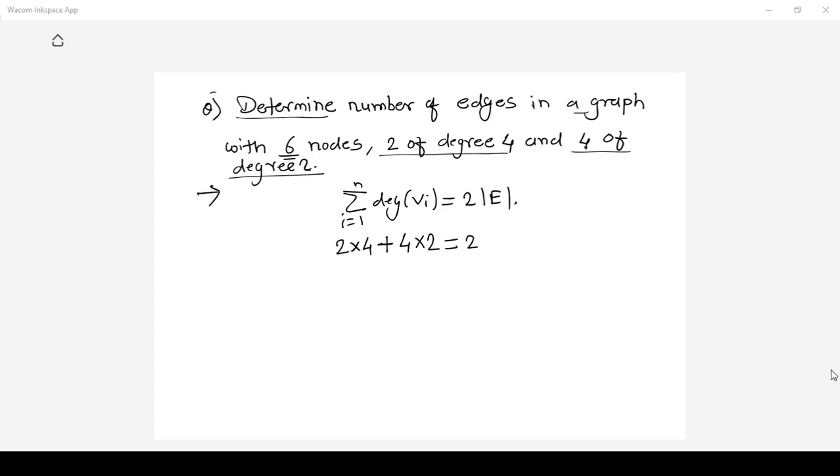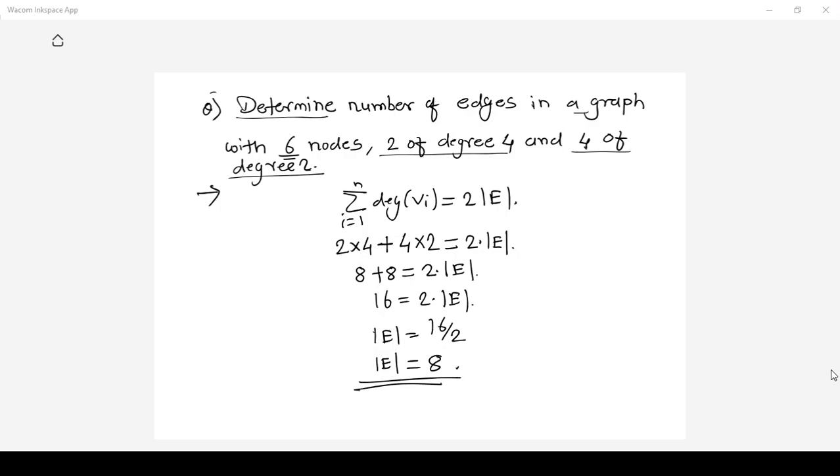So this is equal to 2 into the number of edges. We will find out the number of edges. So this becomes 8 plus 8 is equal to 2 into E. So 16 is equal to 2 into E, and hence the number of edges becomes 16 by 2, that is 8. So a graph having 6 nodes, in which 2 are of degree 4 and 4 are of degree 2, has 8 edges, you can say.